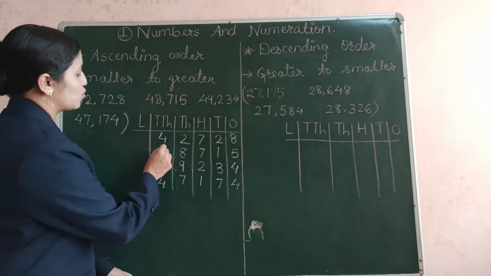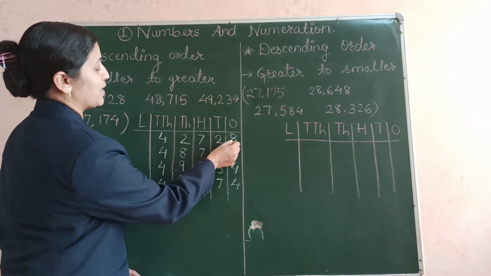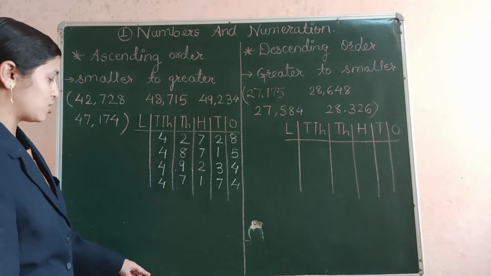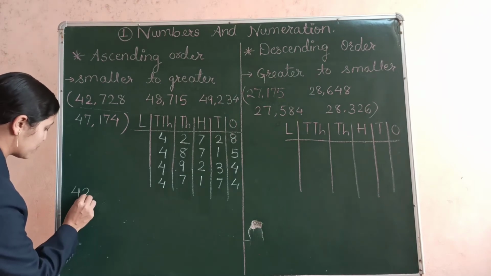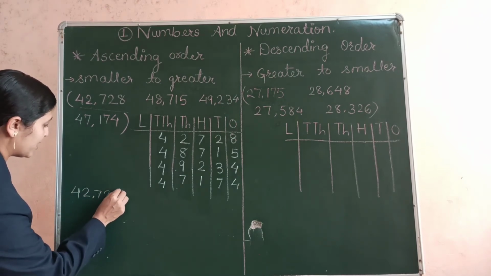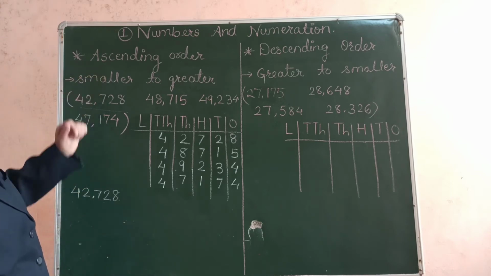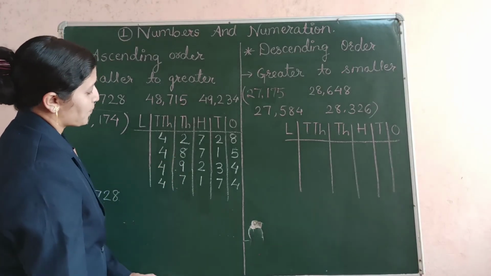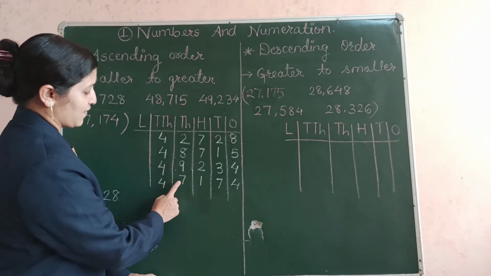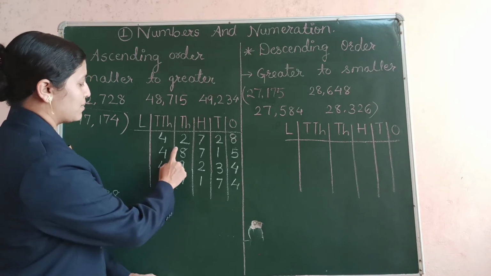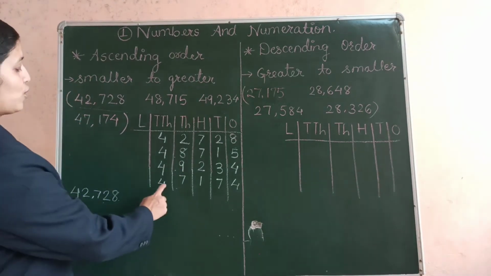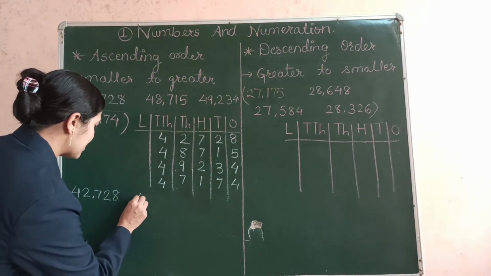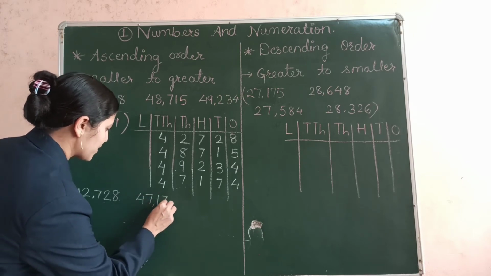So from this we come to know that 42,728 is the smallest number among all these numbers. So I will write it down first. 42,728 is the first one to come in this ascending order. Then we will check out which is the next smallest number. Yes, you can see 8, 9 and 7. So 7 is the smallest among 8, 9 and 7. So 47,174 is the second smallest number. So I will write it down over here.